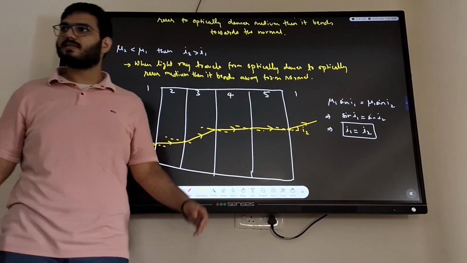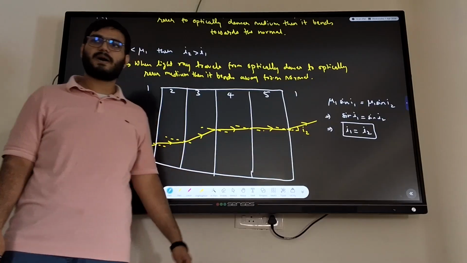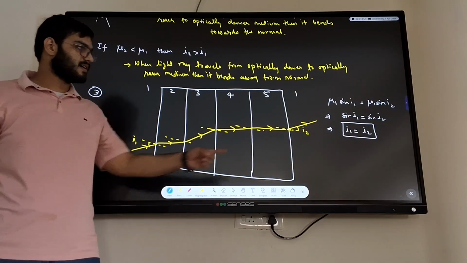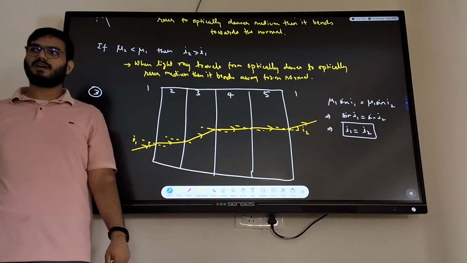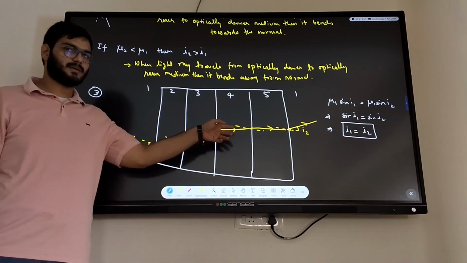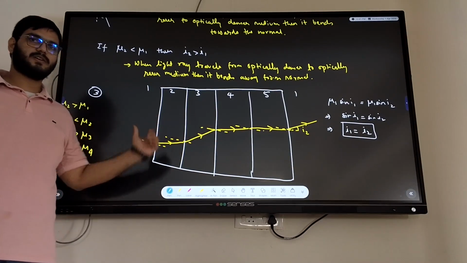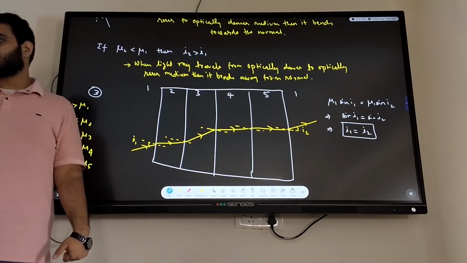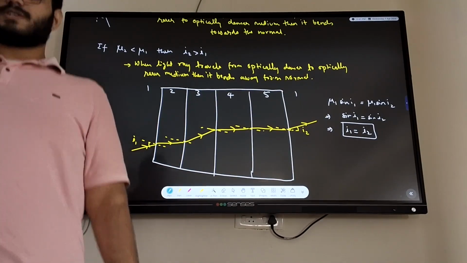That means the rays that enter and that come out will be parallel. If the last medium is the same as the first medium, then the rays are parallel. Does it make sense? It does not matter what happened in between. The last ray will be parallel to the first. Please make the diagram and then we will do some questions.